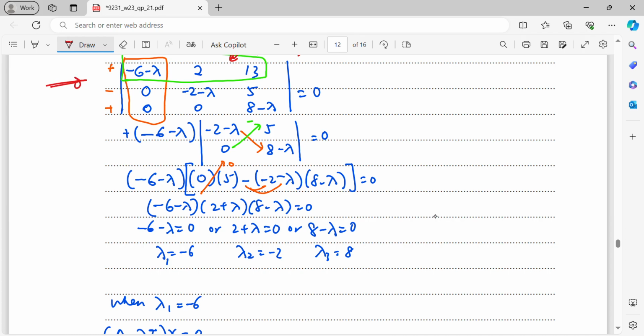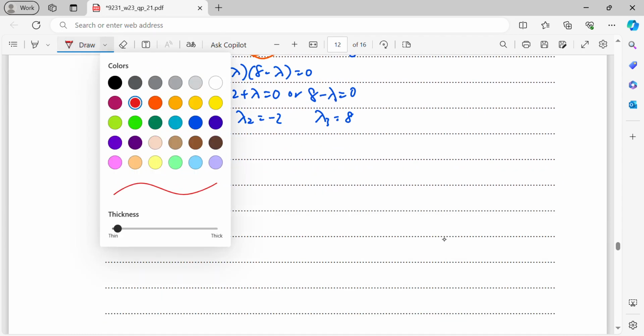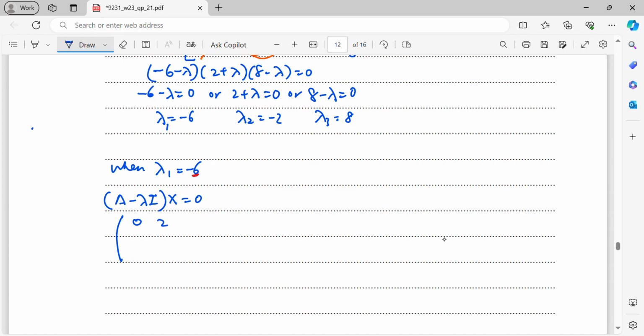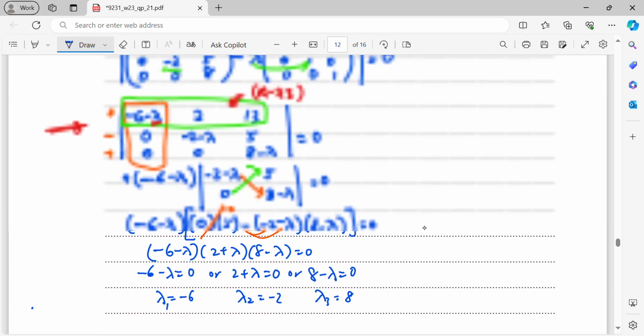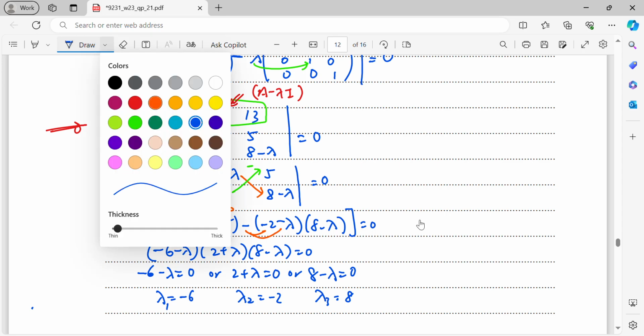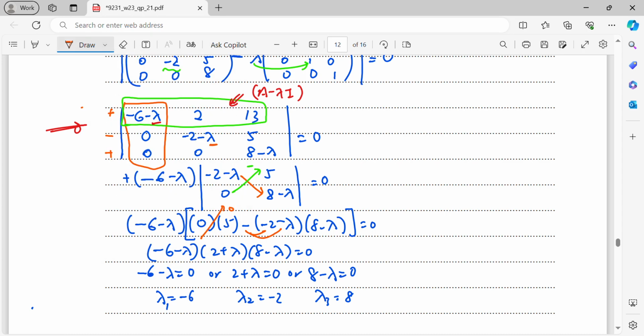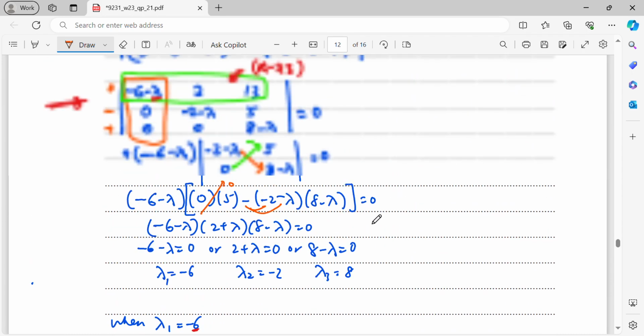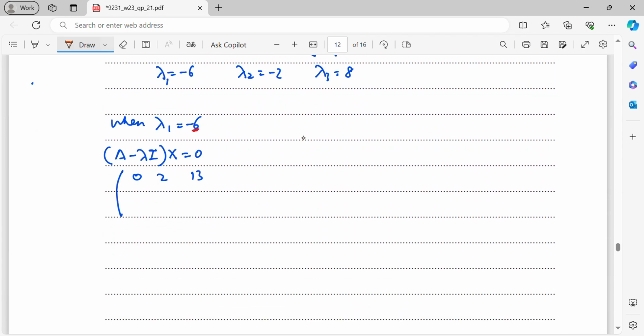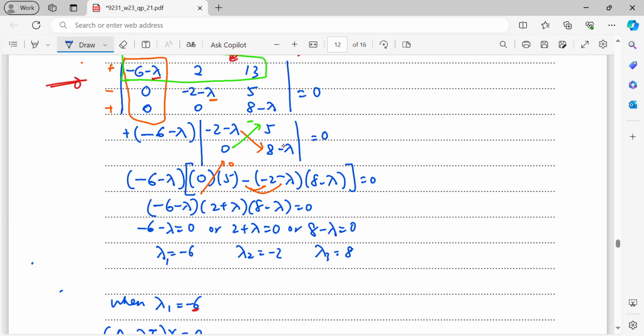I will refer to this matrix and change my lambda into minus 6. When I change to minus 6, the first entry will be 0, so the first row is 0, 2, 13. For my second row, minus 2 plus 6 is 4, so I get 0, 4, 5. Then for the last row, with lambda replaced by minus 6, that is 0, 0, 14.